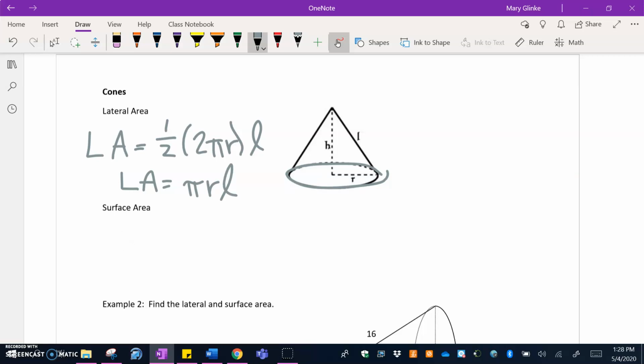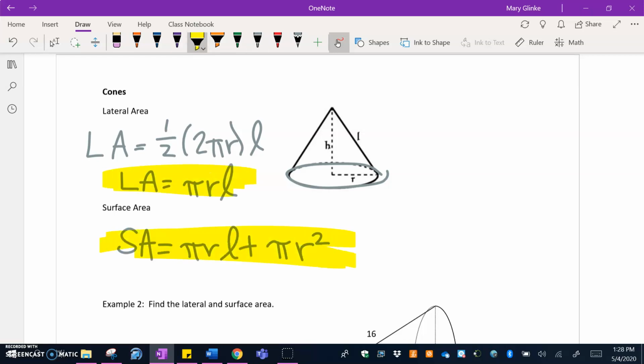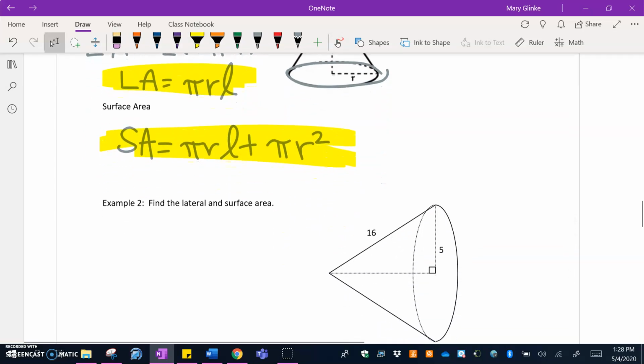For the total surface area, you're going to take your lateral area, which is pi r l, and you're going to add the area of the base, which is pi r squared. So these are our two formulas for our lateral area and our total surface area. Let's try an example here.